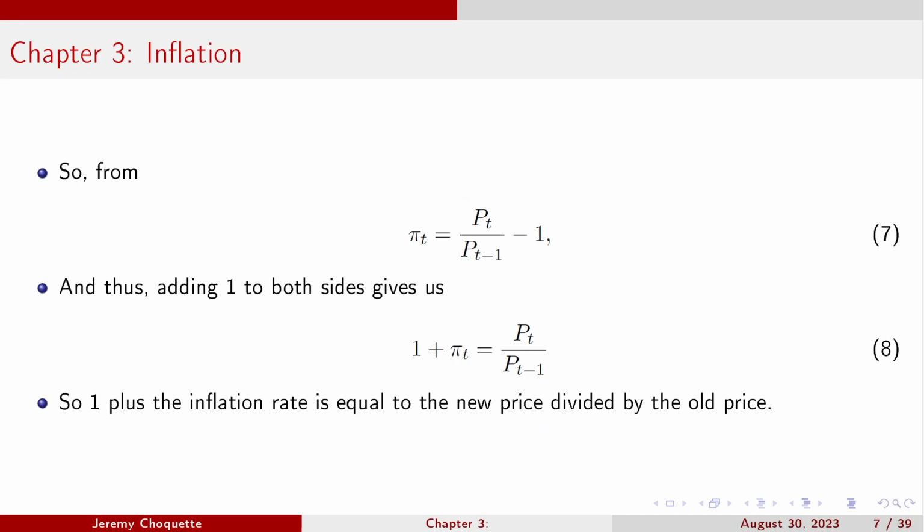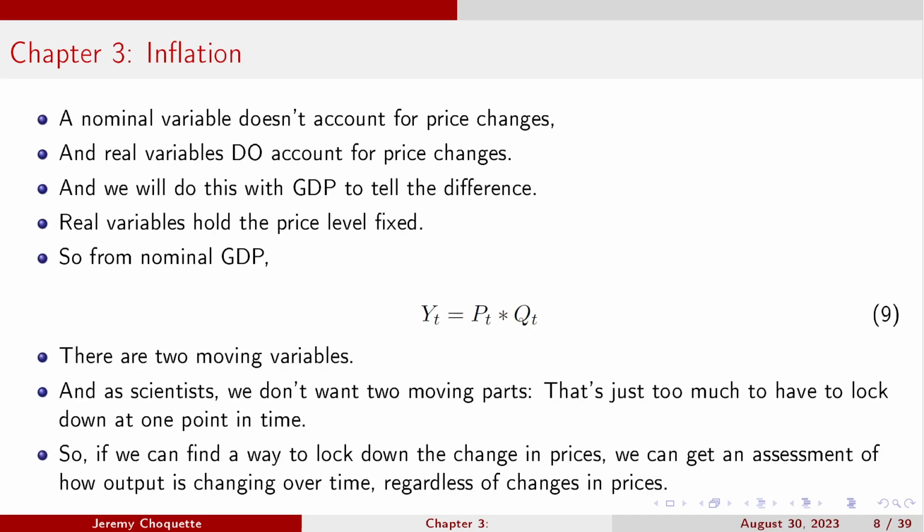And then from that, all I do is I just add 1 to both sides of that equation. It gives me equation 8, 1 plus pi t equals pt over pt minus 1. So 1 plus the rate of inflation is equal to the new price divided by the old price. You're going to want to hold on to that. That's a very, very important formula throughout the remainder of this course.